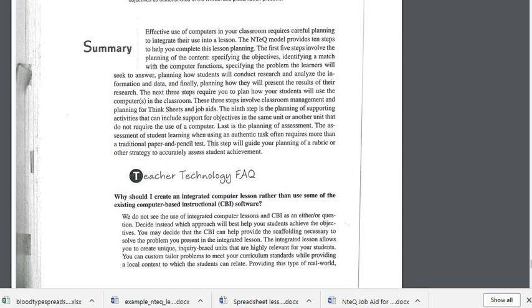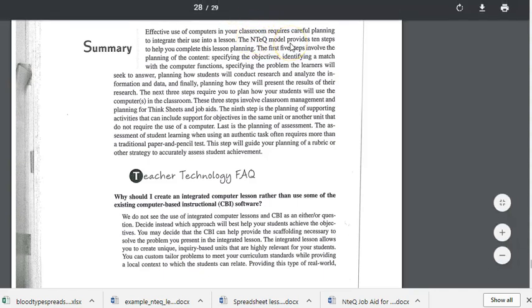So as summarized for this very lengthy, I apologize, screencast, but hopefully it takes you through a little better understanding of the NteQ model. To summarize, effective use of computers in your classroom requires careful planning to integrate their use into a lesson.